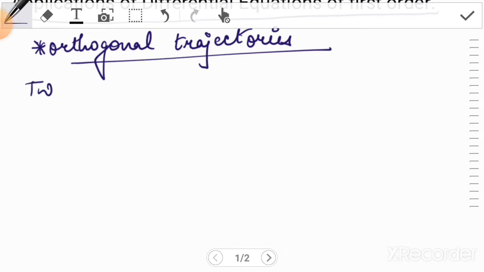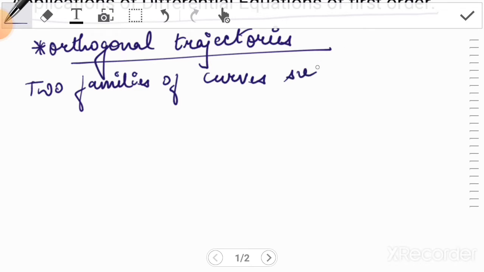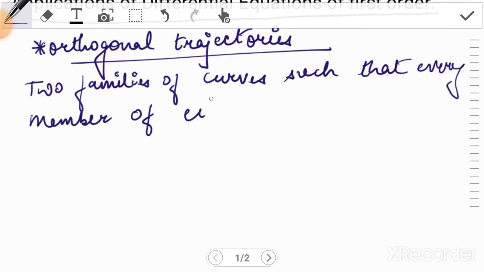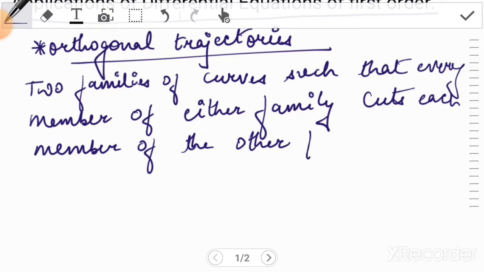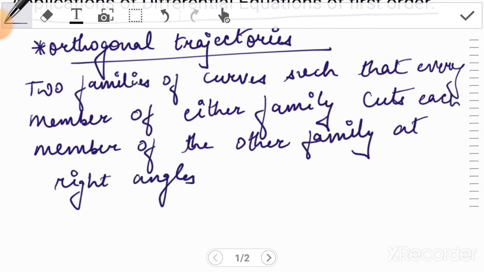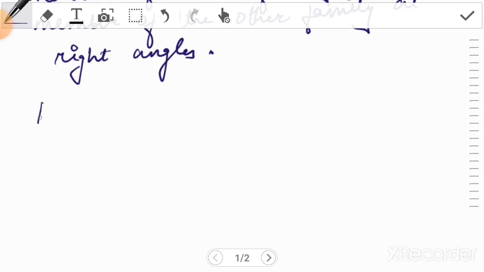Two families of curves such that every member of either family cuts each member of the other family at right angles are called orthogonal trajectories of each other.